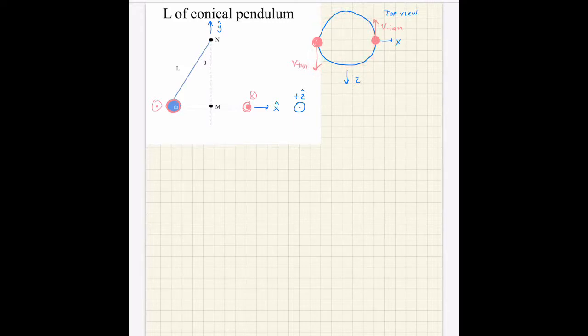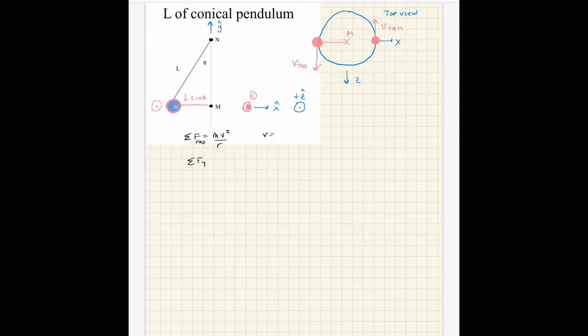And here is the center of my circle, right here at point M. Here's the center of the circle, and this is the radius. And you can prove to yourself that's L sine theta. And if you remember the conical pendulum problem before, this is something that we had to do. In fact, for the conical pendulum, we used circular motion to solve this thing for v.